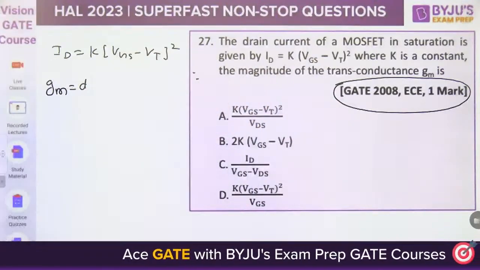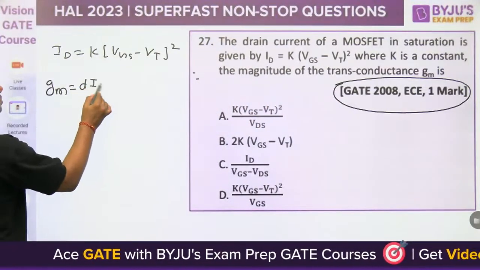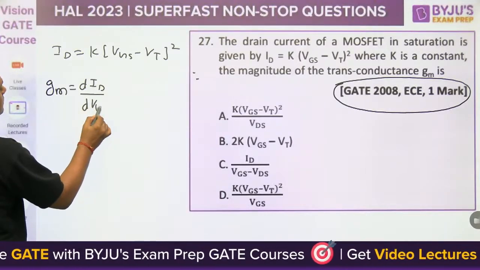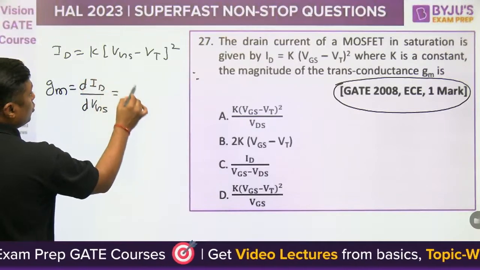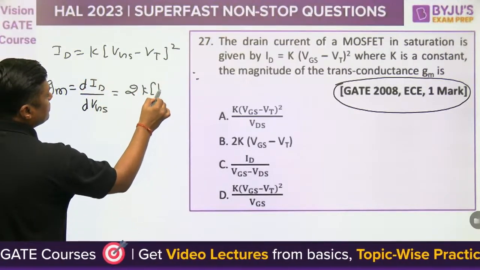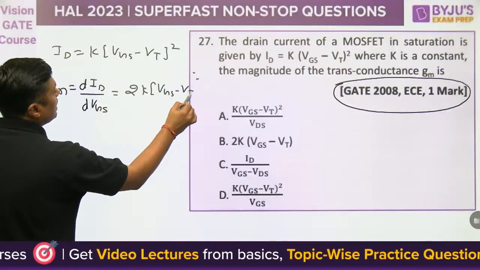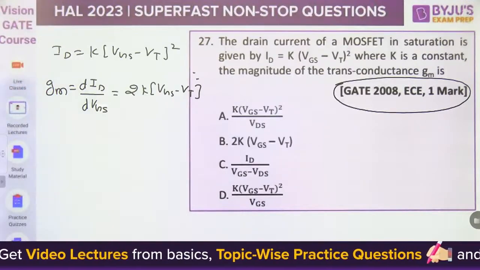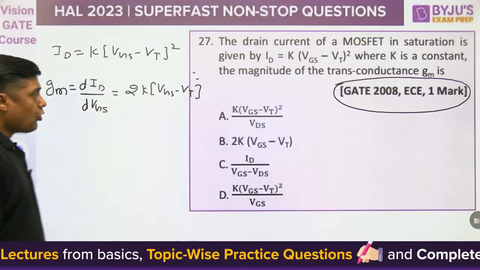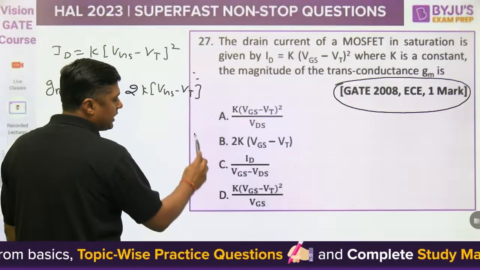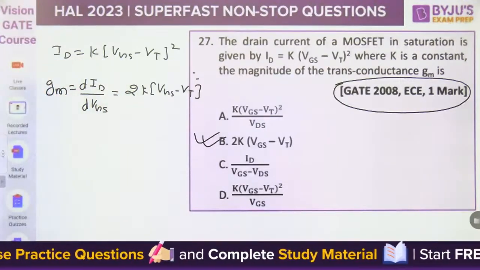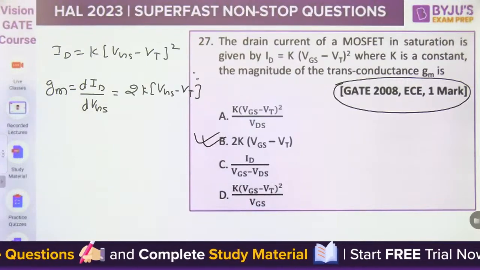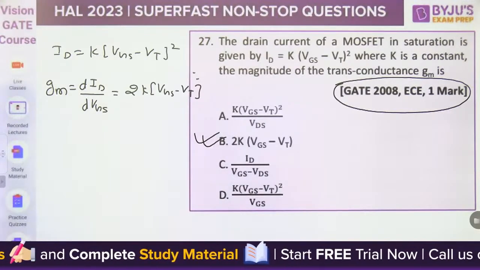What is the transconductance? Change in current because of change in voltage. So we get 2 times K (VGS minus VT). This is called transconductance. B is the correct answer for this question, EDC. So this is the next one.